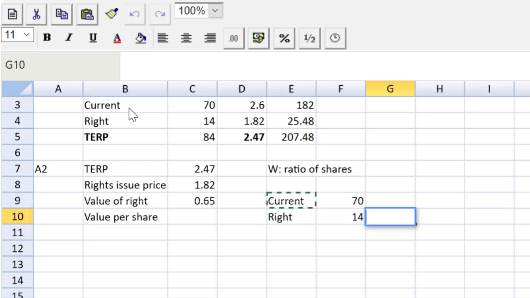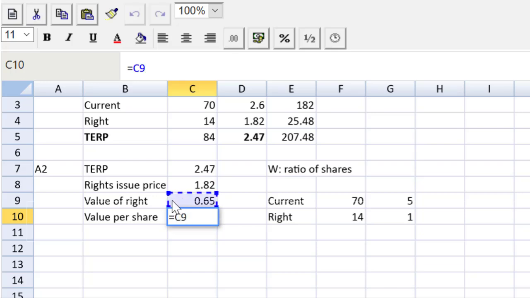What I would like to understand is how many shares do I need to own in order to have the right to buy one more share. So if using a ratio, set that to 1, and then that will be equal to the 70 divided by the 14. 5, look at that. So for every 5 shares, you're allowed to buy one share at the rights issue price. So look at this, that's 5. So the value per share, in order to get that 65 cents, we need 5 shares. So I will divide the 65 cents by the 5, and there we go. That is the value per share.